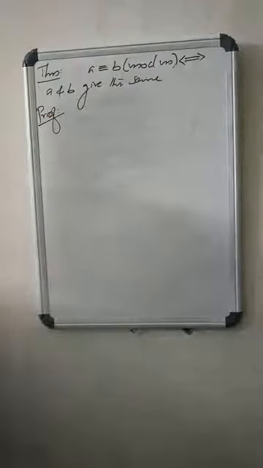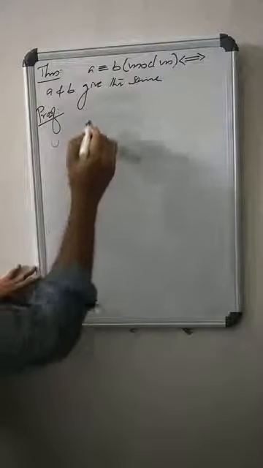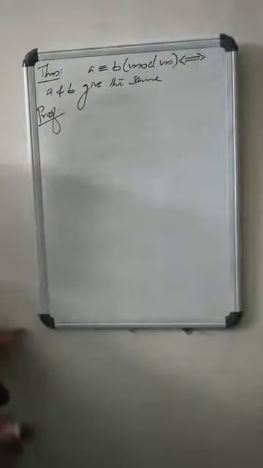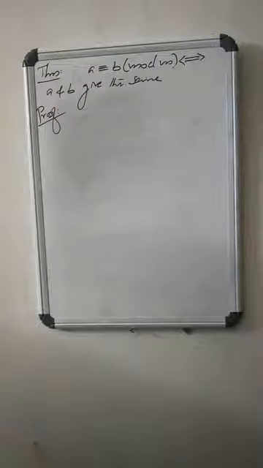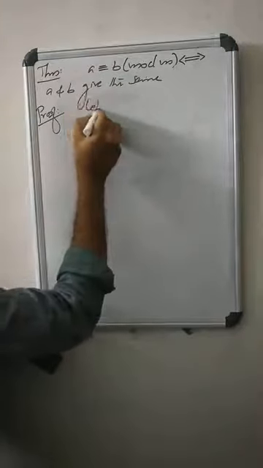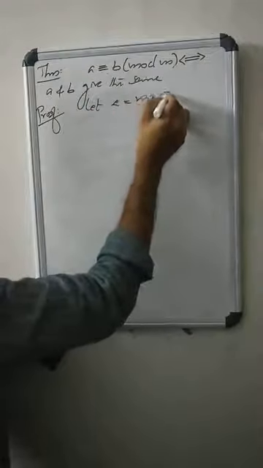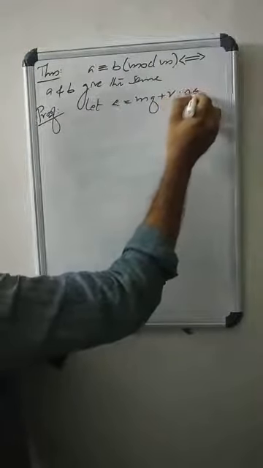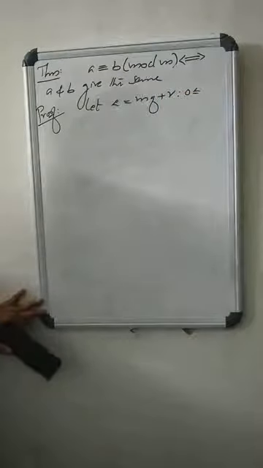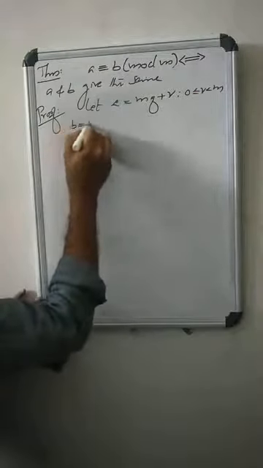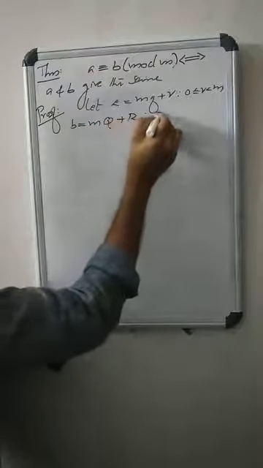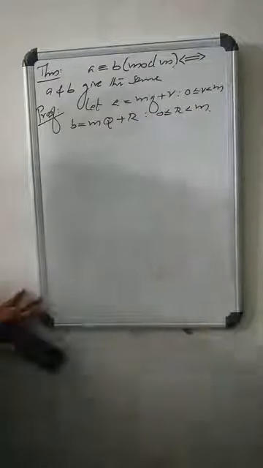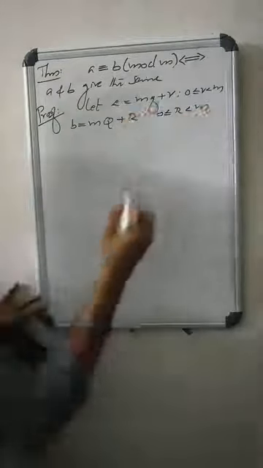A is congruent to B mod M means we have M divides A − B. But to prove it, we have to show that A and B give the same remainder when divided by M. Now suppose, by the division algorithm, A = MQ + r, where 0 ≤ r < M, and B = Mq + R, where 0 ≤ R < M.